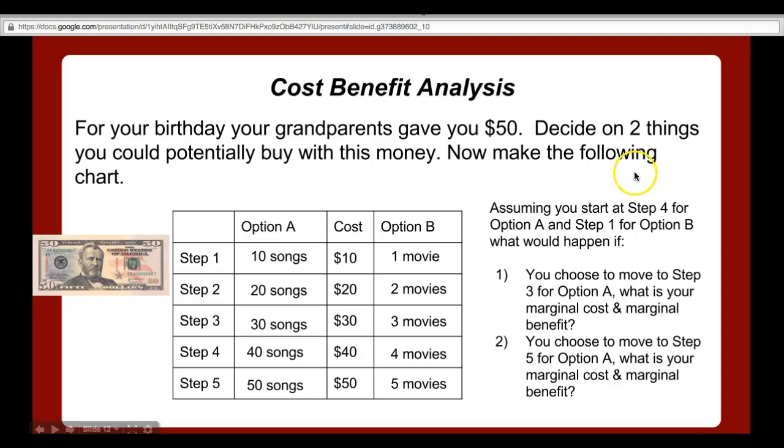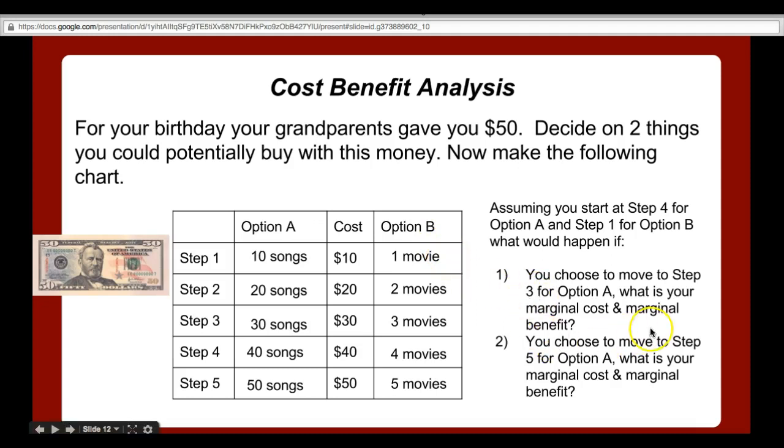What happens is I said assume you start at step 4 for option A. If we start at step 4 for option A, that would be 40 songs. So if I decide I have 40 songs I really want to get because I've got a whole long playlist, that means I spent $40 of my 50 bucks. I only have 10 bucks left. And remember, we're assuming we're spending all of it on just songs and movies. So I spent $40 on songs, that means I can only get 1 movie. So I'm at step 4 for option A, and step 1 for option B.